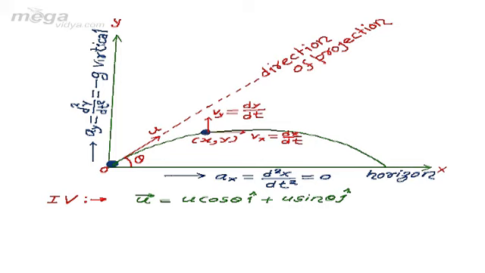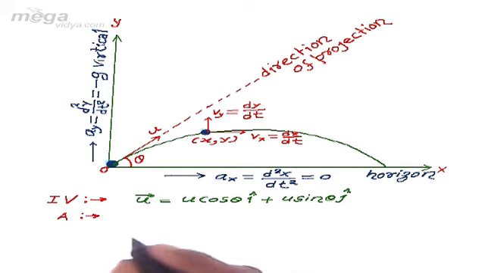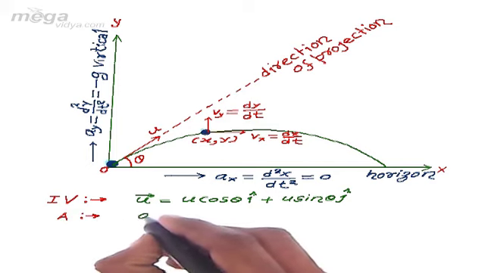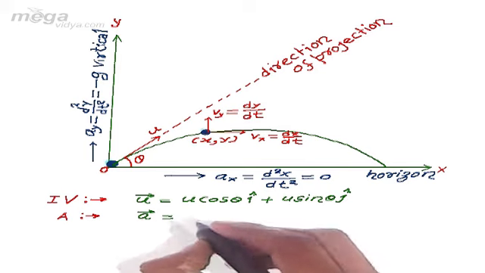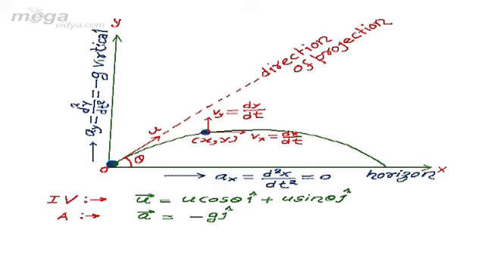Now, if we talk about the acceleration vector, we can write it as vector a equal to minus g j cap, because this acceleration is vertically downward. There is no acceleration along the x direction, so there will be no component of acceleration along the x direction. So we have taken just vector a equal to minus g j cap.